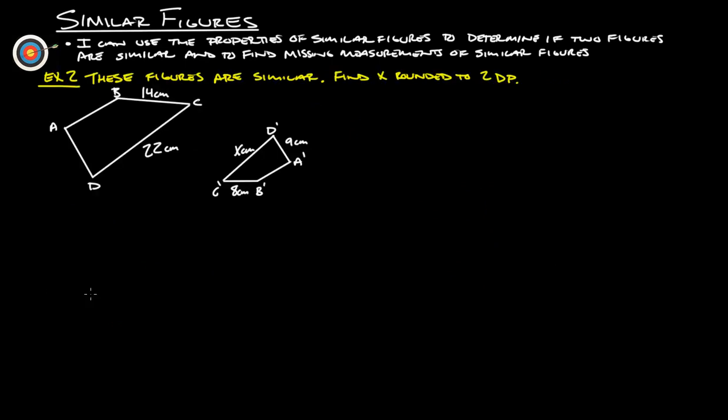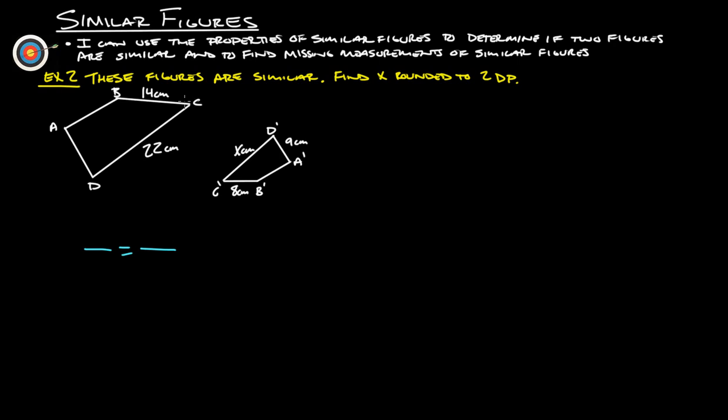So, example 2, these figures are similar. Find x rounded to 2 decimal places. So, they're saying these are not the same, but they're similar. They have the same ratio. So, just like what we did before, let's just set these up. So, let's do on this one here.